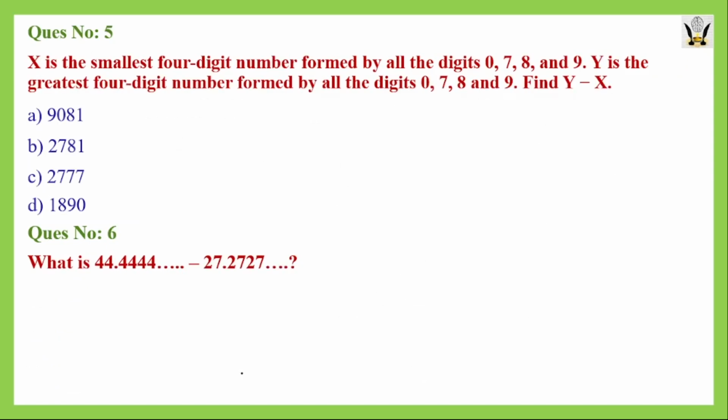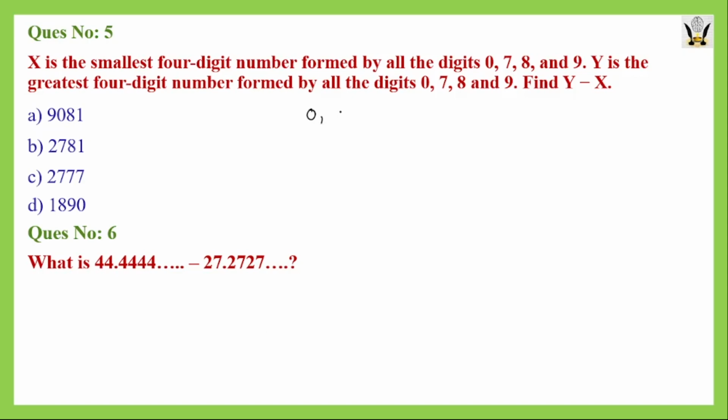Now let's move on to the next question. X is the smallest 4-digit number formed by all the digits 0, 7, 8, 9, and Y is the greatest 4-digit number formed, again, by the same digits 0, 7, 8, 9. So what will be Y minus X?